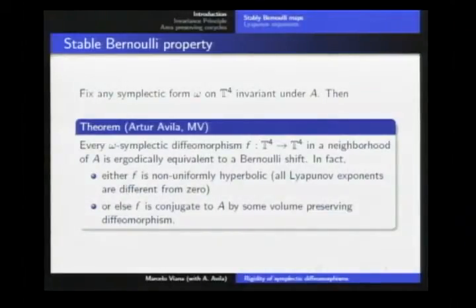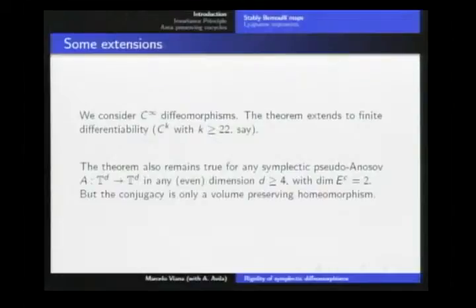Okay. Maybe I should say something about smoothness. I'm going to talk about C infinity. In fact, the theorem holds for finite differentiability. I'm stating there that C22 is okay. In fact, our methods only use a couple of derivatives, but Federico needs more derivatives, and 22 is enough for Federico, so it's enough for us as well.